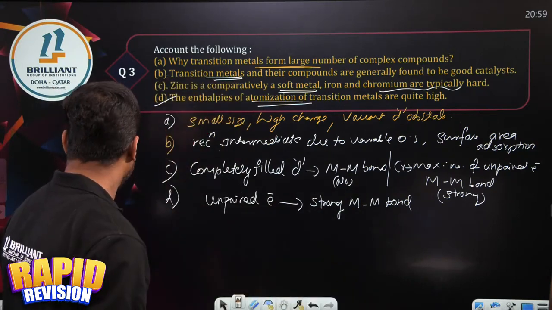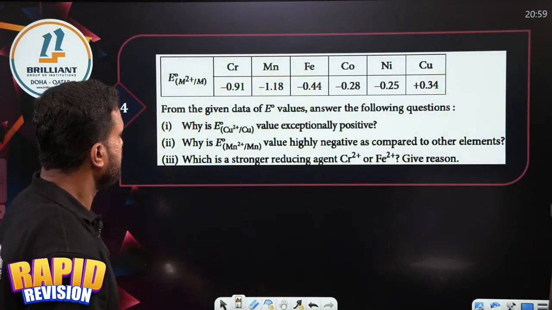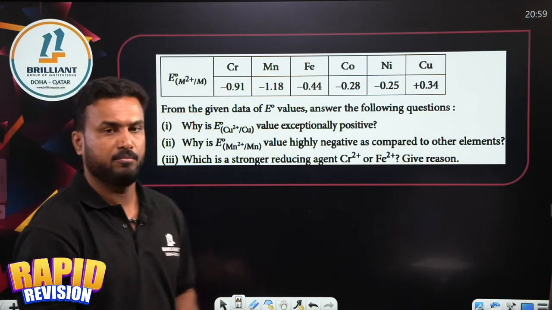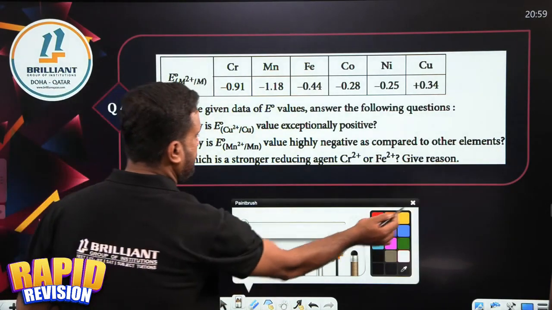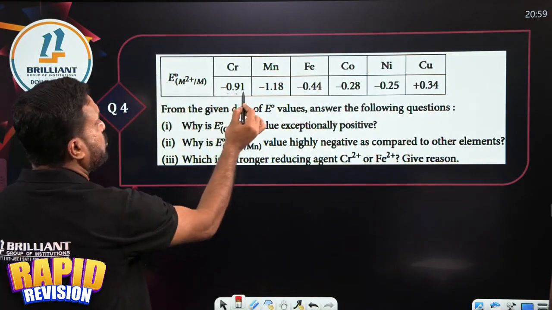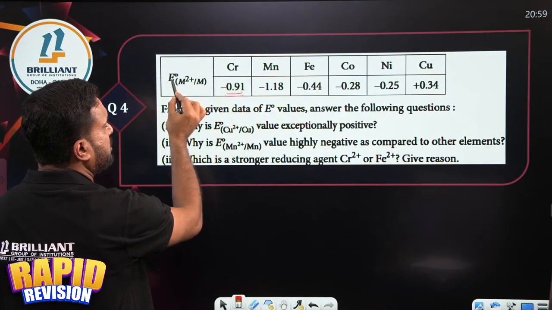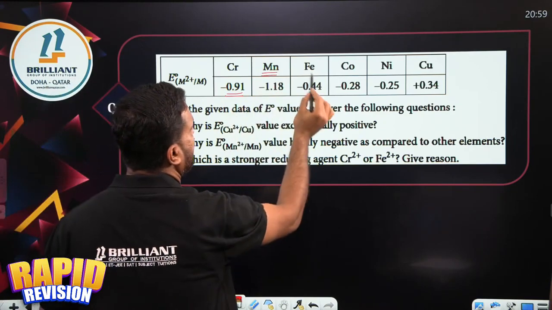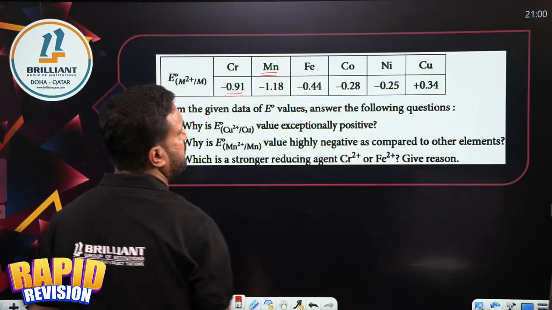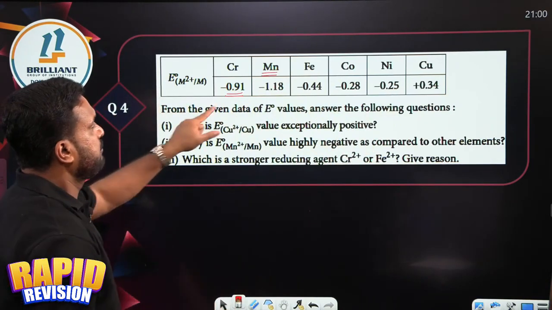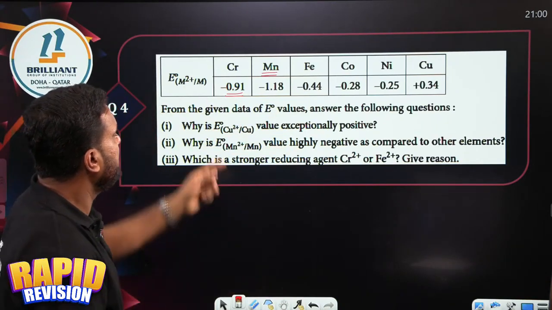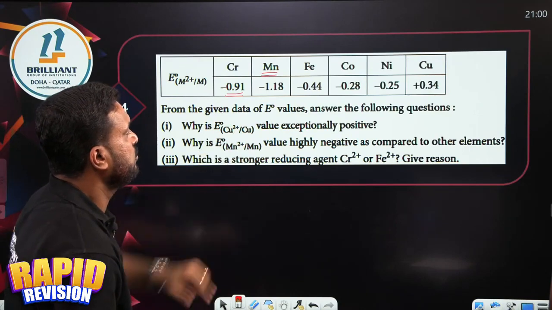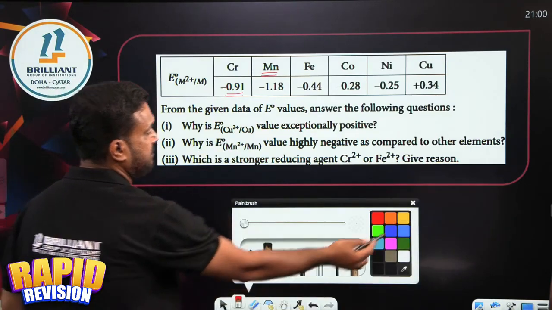Okay, fine. We will go to question number 4. I think it's visible. So here they are giving the electrode potential values for chromium, Mn, iron, cobalt, nickel and copper. The question is, from the given data of E naught values, answer the following questions. Why is the E naught of Cu2+/Cu value exceptionally positive?